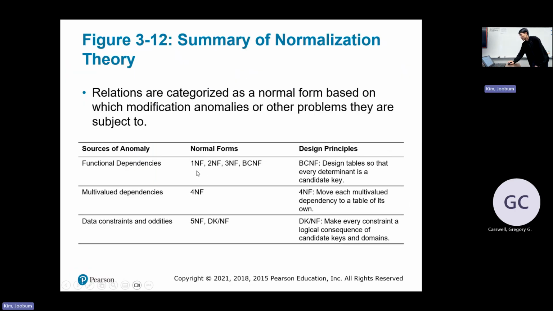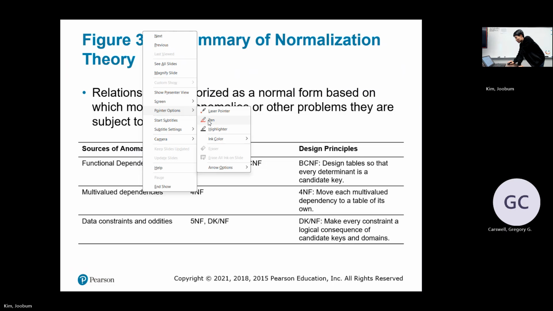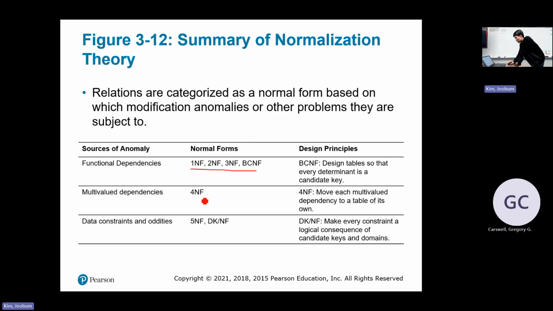So the first, second, third, and BCNF normal forms are due to functional dependency. This is a source of a problem, a source of anomaly. And then the fourth normal form is from what? Multi-valued dependency. Okay, so for those data constraints and auditability, we may skip this part. We are only focused on those five normal forms. So first, second, third, BCNF from functional dependency, fourth from multi-valued dependency. Keep in mind those sources and the related normal forms. If so, what is the first normal form?